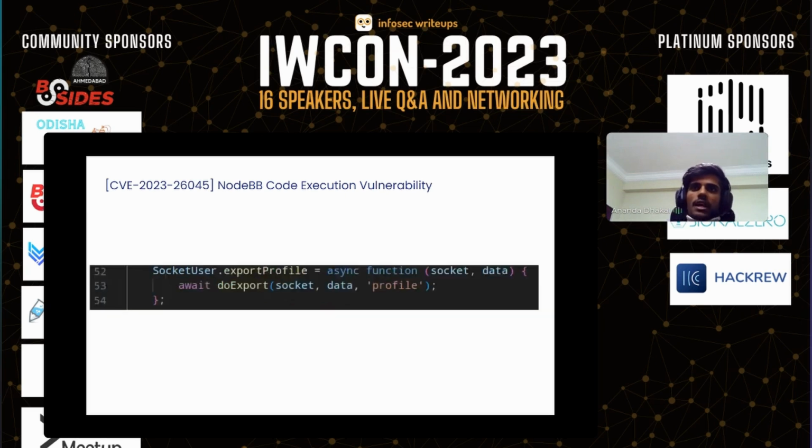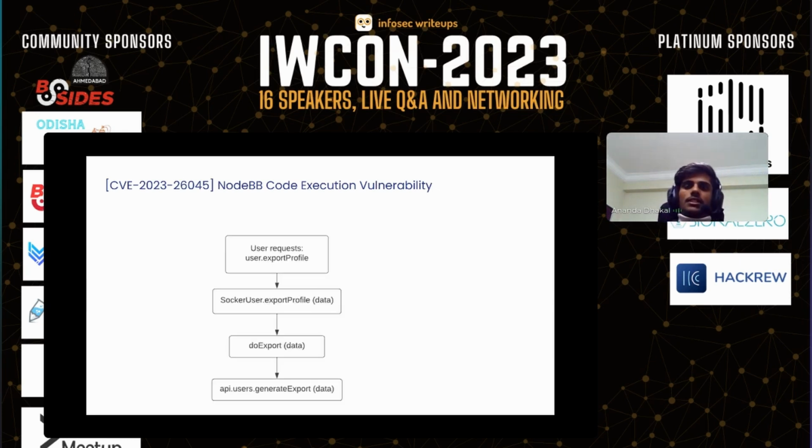So we know that this is a WebSocket request from this function, because the doExport function is the one responsible for sending us to the sink, and it is being passed as a socket request. So this is what the flowchart looks like for this issue.